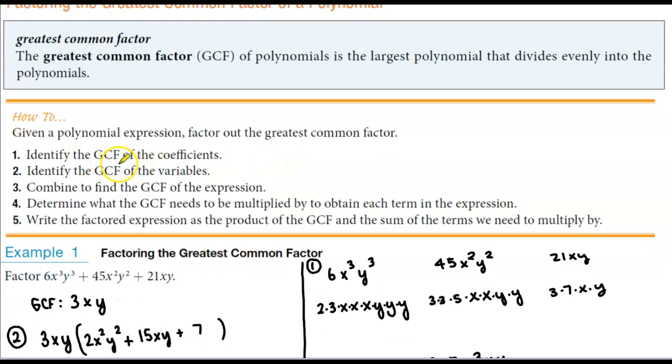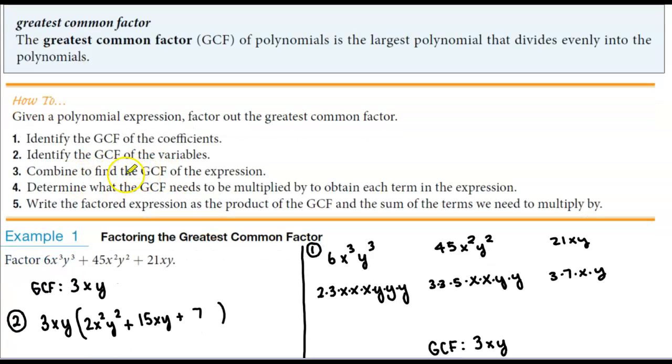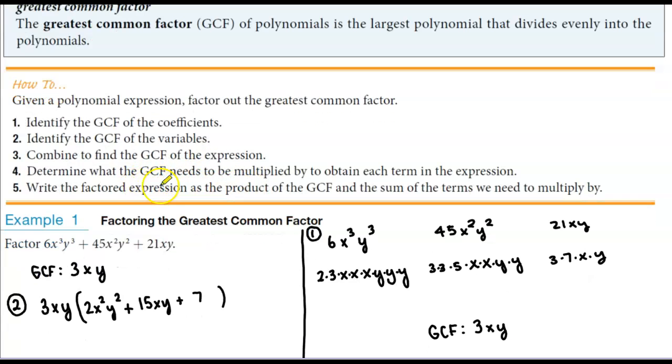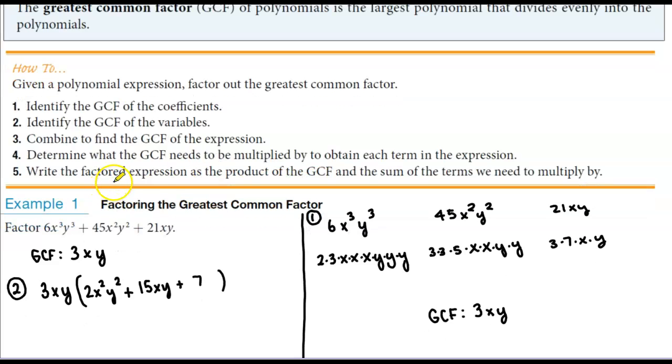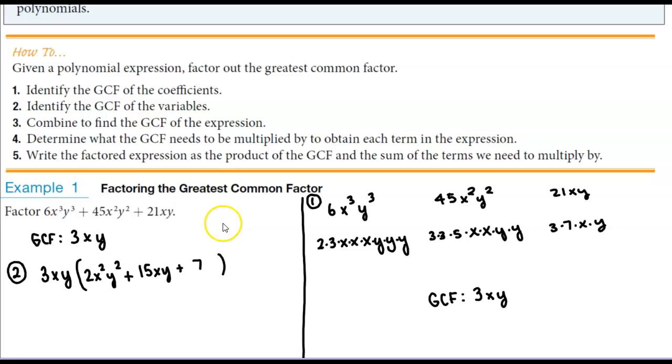We want to be able to identify the greatest common factor of the coefficients, identify the greatest common factor of the variables, combine to find the greatest common factor of the expression, determine what the greatest common factor needs to be multiplied by to obtain each term in the expression, and then write the factored expression as the product of the greatest common factor and the sum of the terms we need to multiply by.